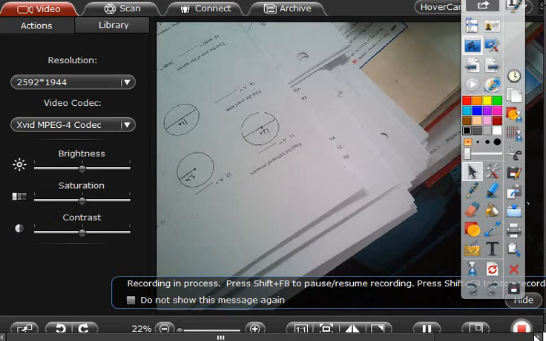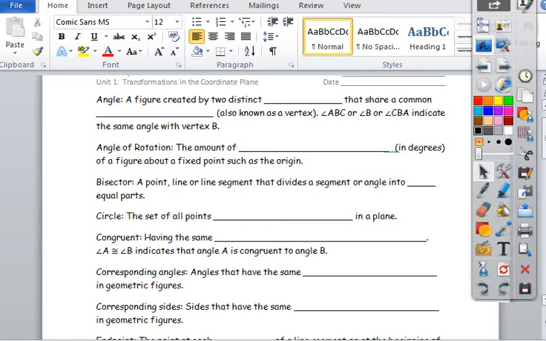Alright, first one is an angle. It says a figure created by two distinct rays that share a common point, which is also known as the vertex. And you've got the ABC, angle B, or CBA, which say all are talking about the same angle with vertex B. We'll get to what they look like in a minute.